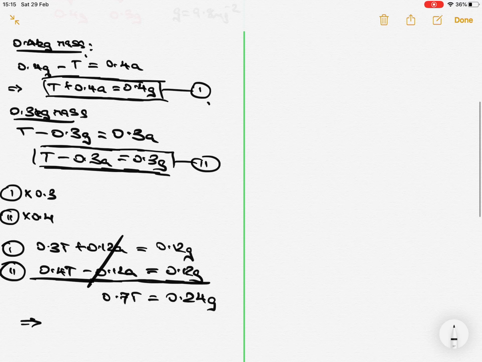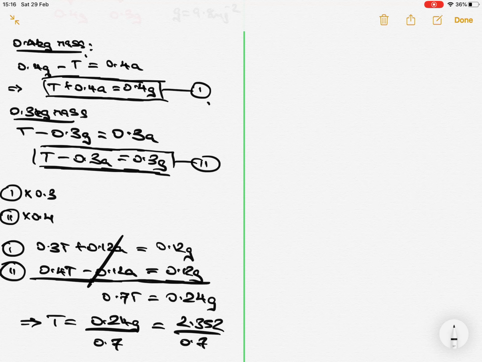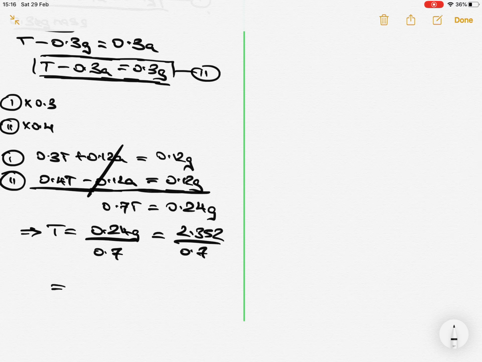We'll now actually replace g. T will be equal to 0.24g divided by 0.7. Well, 0.24 by 9.8 is actually equal to 2.352, divided by 0.7. When we do that, we'll get our t value, our tension value. I have a calculator next to me here. My tension value is equal to 3.36 newtons.